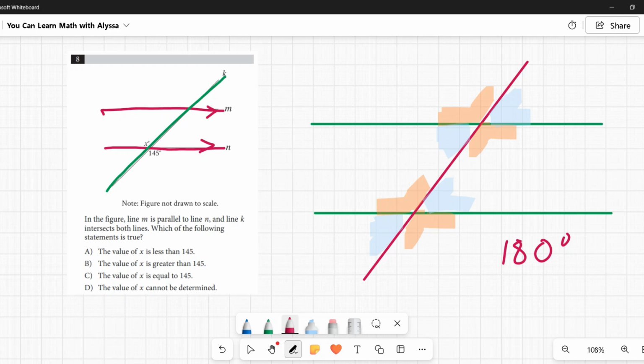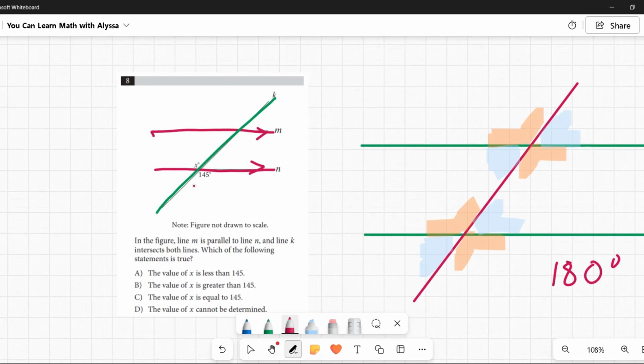So here, what do we have in this drawing? We have X and we have 145 degrees, and they're talking about these 2 angles right here. They are vertical angles or opposite angles, depending on what your math book says. And also, according to our little chart, they're the same. They are congruent. And this will always be true if we have 2 parallel lines and a transversal. These highlighted angles are going to be the same. That's it. That's the knowledge they're testing.